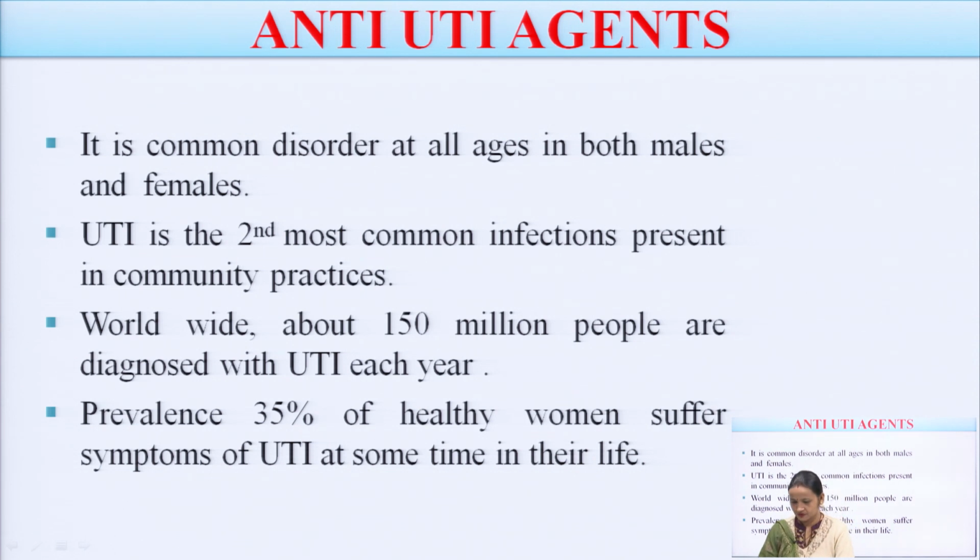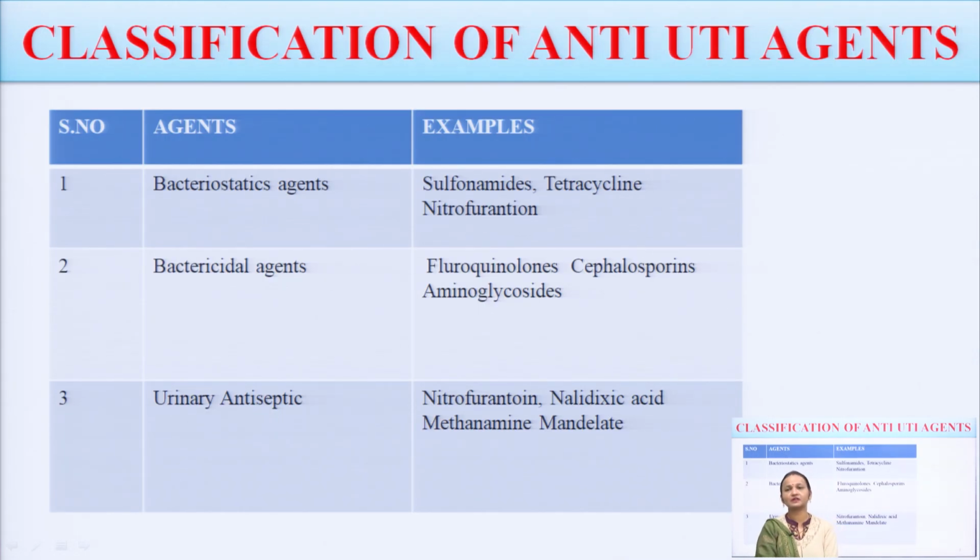Okay. Now, a very important part is how one can treat this UTI infection. In terms of medicine, it can be treated by these agents. The agents can be divided into bacteriostatic agents, bactericidal agents, and urinary antiseptics. Examples of bacteriostatic agents are sulfonamides, tetracycline, nitrofurantoin. Bactericidal agents are fluoroquinolones, cephalosporins, aminoglycosides. The urinary antiseptics are nitrofurantoin, nalidixic acid, methenamine.